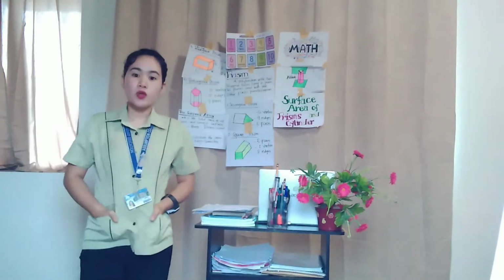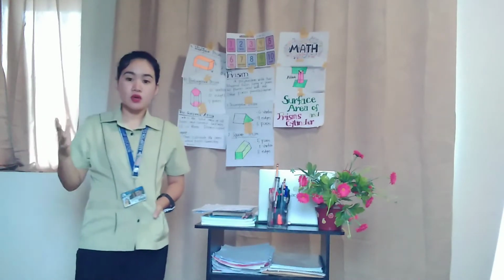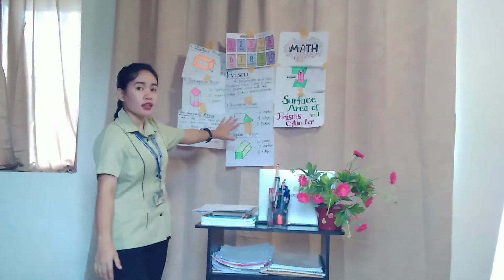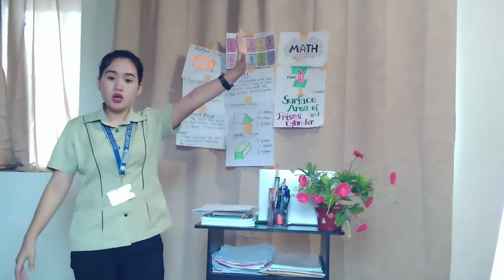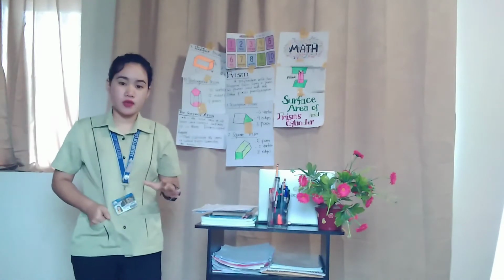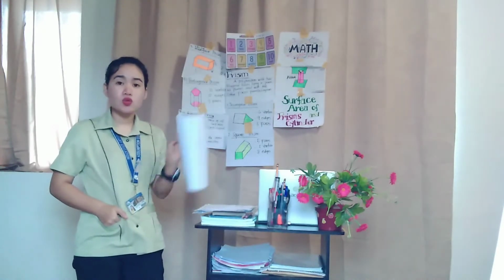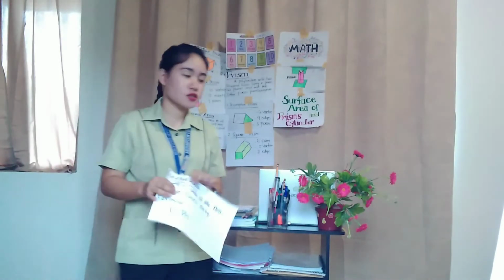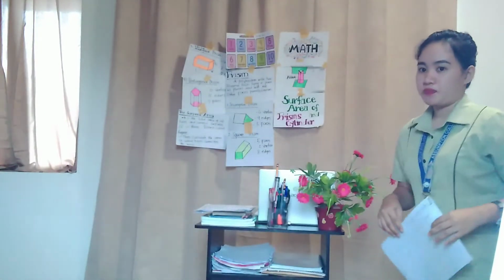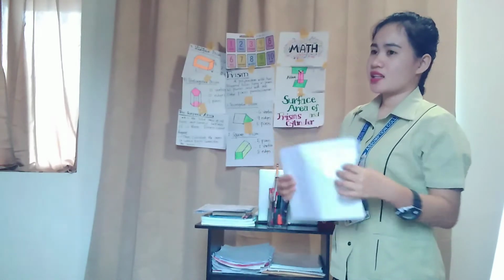Since we know the total surface area of a prism is equal to the sum of all its faces, for example the floor, the walls, and the roof of a prism. Later we will have problem solving. Now let us learn how to solve the lateral area and surface area of a right prism.